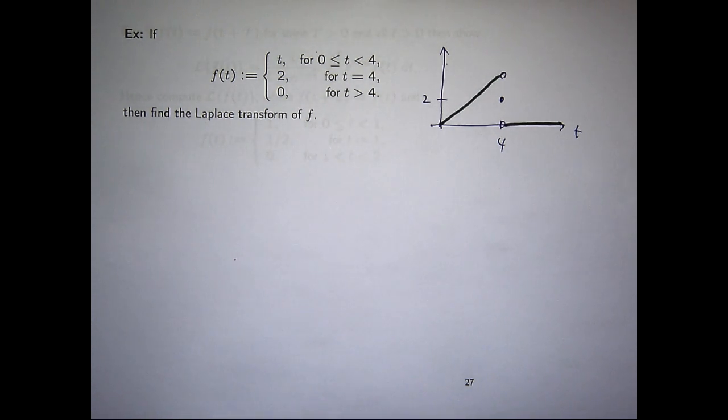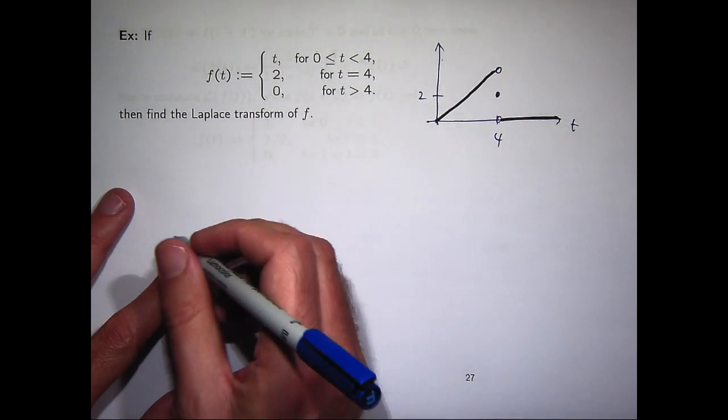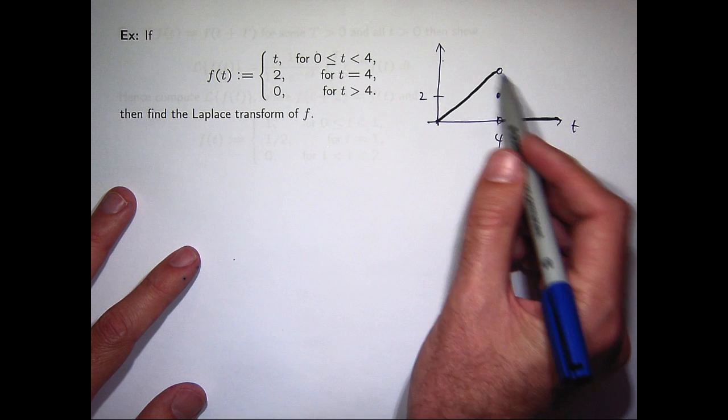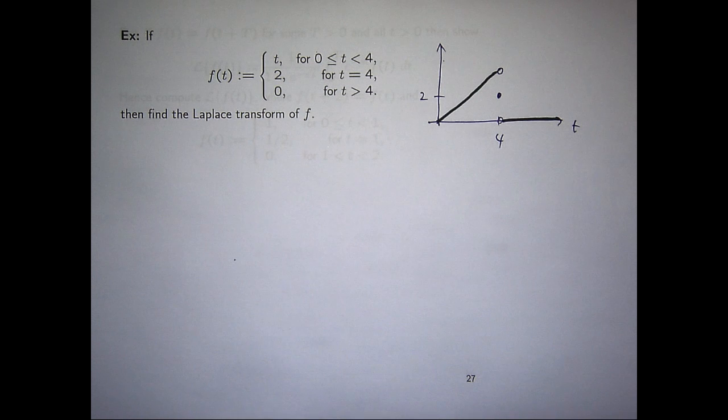So you can see what happens with the graph. Initially, you've got this function of t, and then it gets switched off. So what we're going to do is form some sort of representation involving the step function at t equals 4. Okay, so the question is, how do we describe the f of t in terms of a step function?